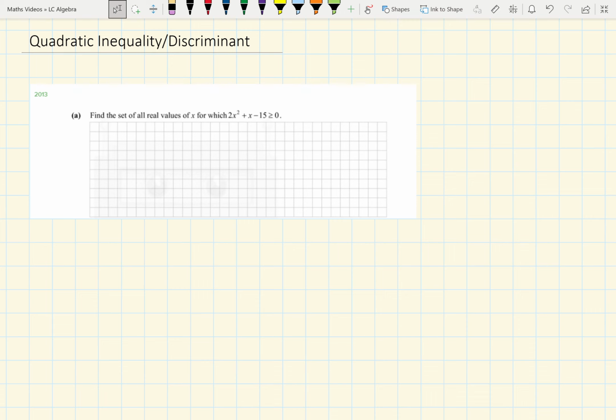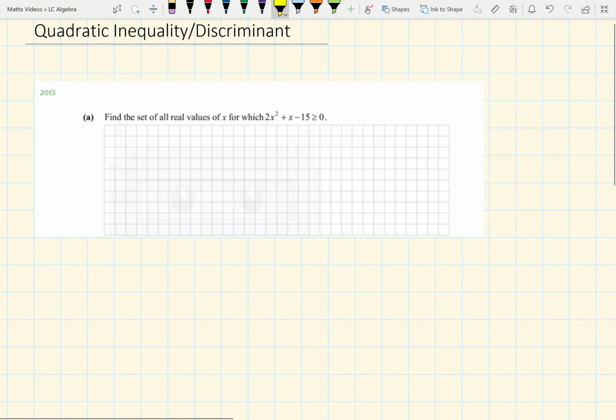Okay, so in this video we're going to have a look at a Leaving Cert higher level question involving a combination of quadratic inequality and discriminants. So first thing, we translate our question. They want a set of all values. The use of the word set implies it'll be more than one solution. And they've said all real values of x, that's fine, and we get a quadratic inequality.